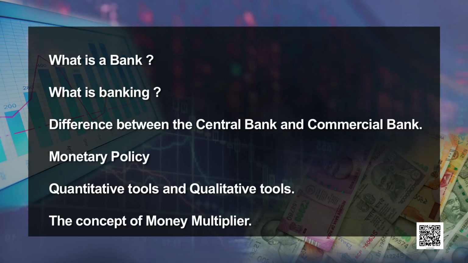So in this session, we discussed what is bank, what is banking, what are the 2 most important types of banks in our country, that is central bank and commercial bank, what is the difference between them, and what are the functions of central bank. Then we moved on to the monetary policy, which discussed several quantitative and qualitative tools. We also discussed the concept of money multiplier, and ultimately this led us to the discussion of money supply.